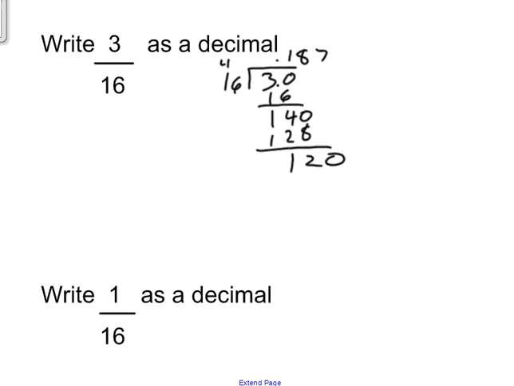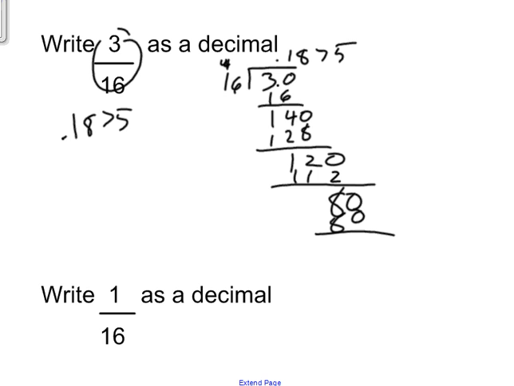7 times 6 is 42. Then we bring down a 0 and get 80. How many times will 16 go into 80? Let's try 5 times. 5 times 6 is 30. Carry the 3. It goes exactly into 80. So that's 0.1875. 0.1875 is 3/16 written as a decimal.